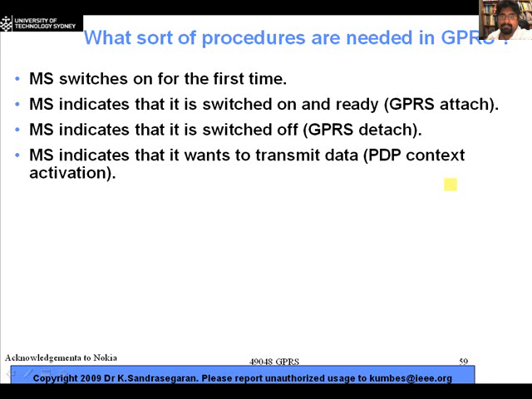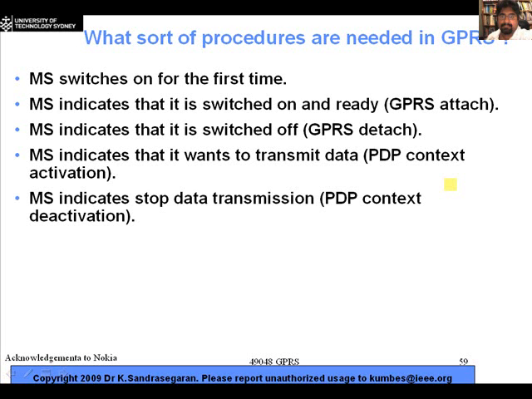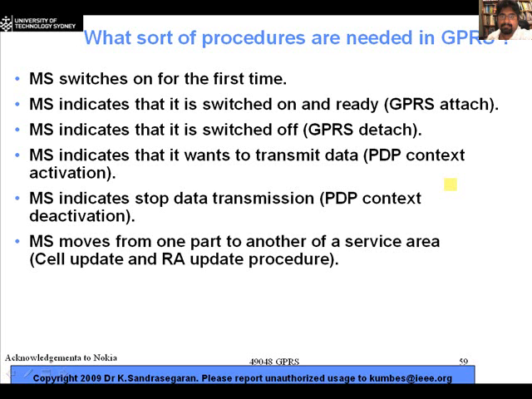And then you have these basic procedures. There's a procedure called GPRS attach. There's a procedure called GPRS detach. There's something called PDP context activation and PDP context deactivation. That's when you end a data session. And as you move around, you also do something called cell update and routing area update in a network. The routing area update procedure is very similar to the location area update procedure that is there in GSM.